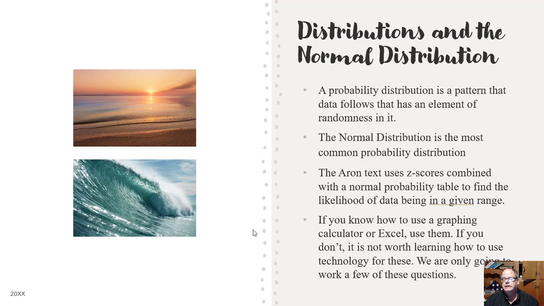Now the normal distribution is the most common probability distribution. By far. That doesn't mean that most data is distributed normally, it's not, but normal is the most common. You will see that our Aron text uses z-scores combined with a normal probability table, in other words, probabilities taken from a normal distribution, to find the likelihood of data being in a given range. It's doing this to give us a feel for what a probability distribution looks like and how it works.